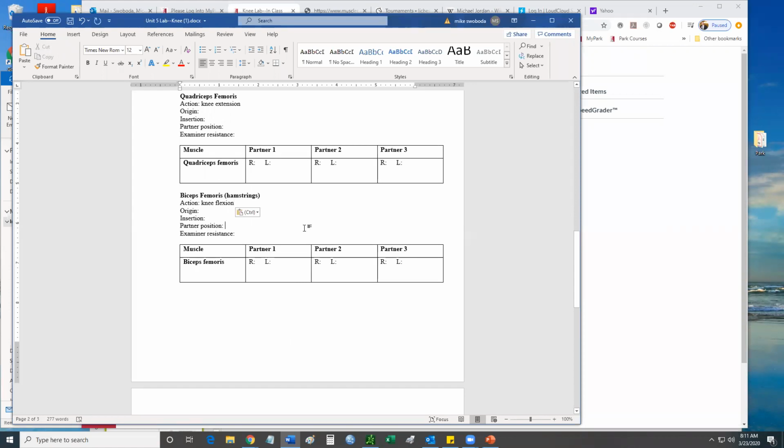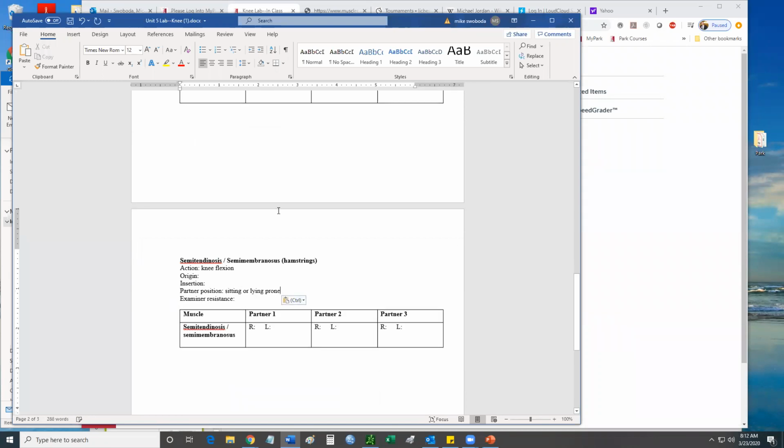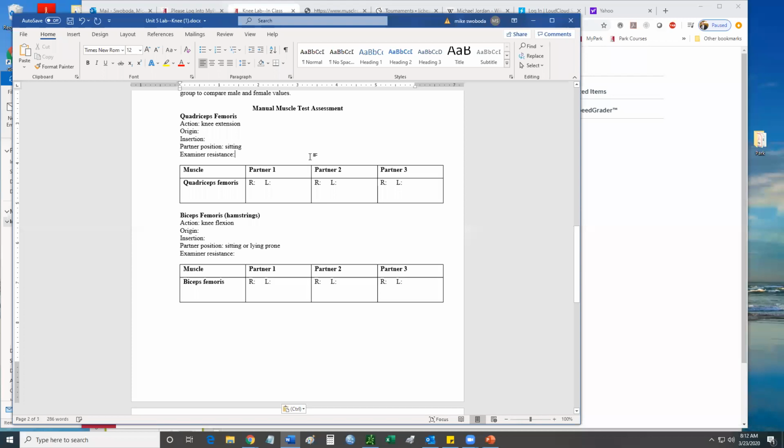You can do these either way you want. You can either have the person sitting. Well, for the quads, you kind of have to have them sitting. But for the hamstrings, you could have them sitting or lying prone. Your resistance is just going to be anterior lower leg above the ankle. So with the knee extension, they're going to kick their leg out and you're going to try to push their leg back in.